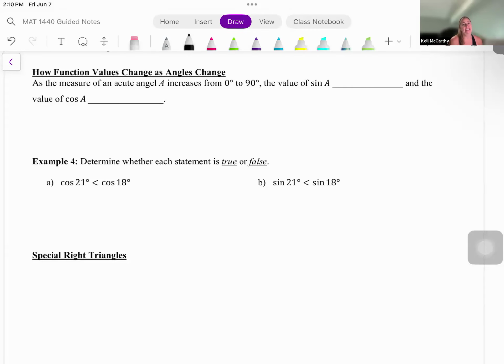Continuing a look at our trig functions for acute angles. There are some general rules for how function values change as an angle changes. So if we're looking at the measure of an acute angle A as it increases from 0 to 90 degrees, so we're really only looking at this first quadrant here, the value of sine of A is going to change, and the value of cosine A is going to change.